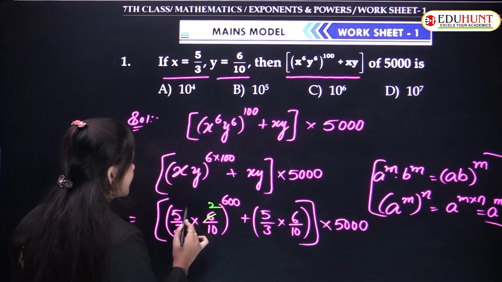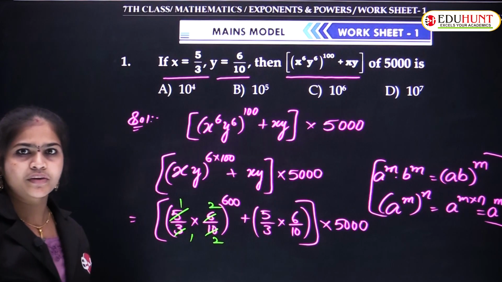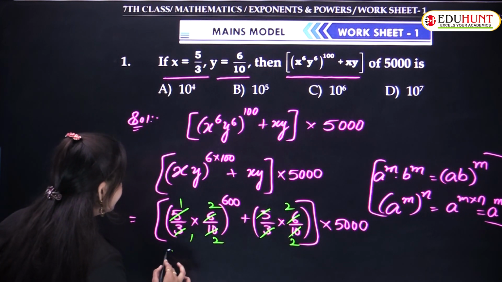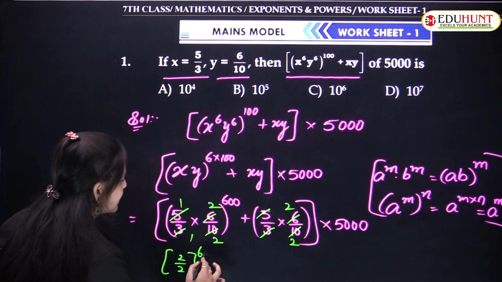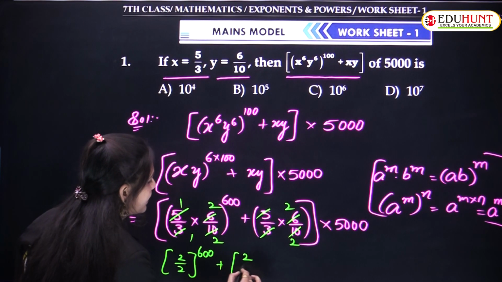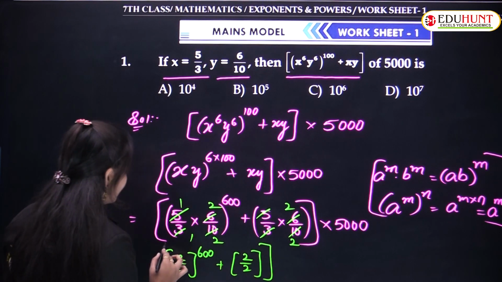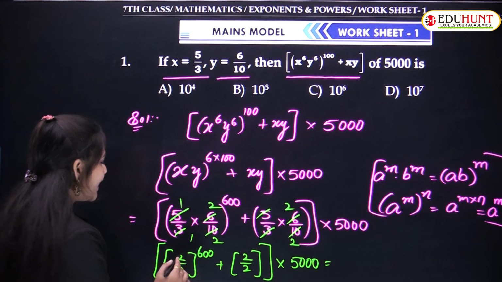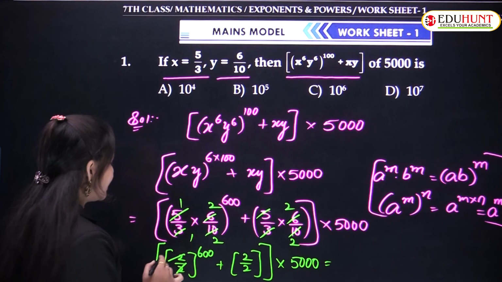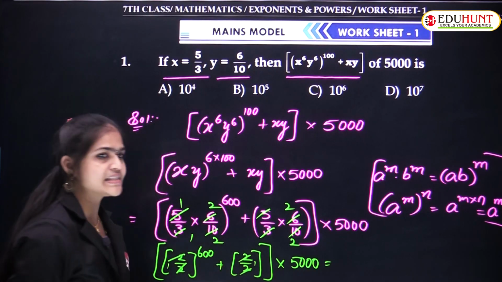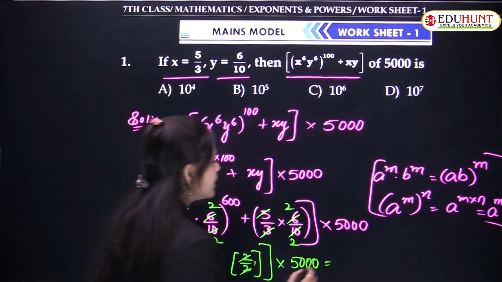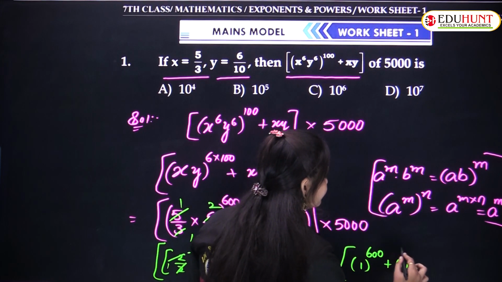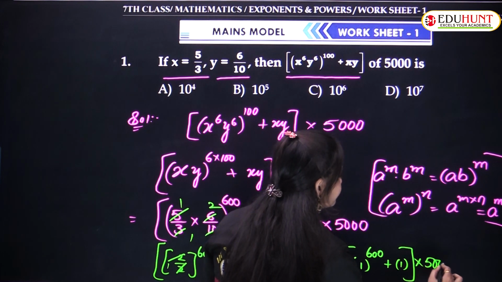Now simplification: cancellations are possible. 3 ones are 3, 3 twos are 6, and 5 ones are 5, 5 twos are 10, so they cancel. Finally we get (2 by 2) whole power 600 plus 2 by 2, total brackets into 5000. 2 by 2 gets cancelled and we have 1, and here also 2 by 2 gets cancelled. So it equals (1 power 600 plus 1) into 5000.